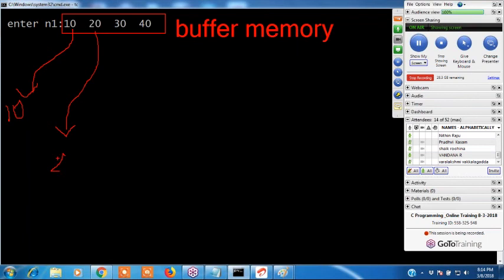After that it prints the n1 and n2 values. What about the remaining value? After executing that line, this input buffer will be removed automatically. Why? Because that is temporary memory. This will be deleted. Once the first scanf is completed, this will be removed, right? It will be deleted from this memory. After that, for the second scanf, the input buffer memory will be created again.